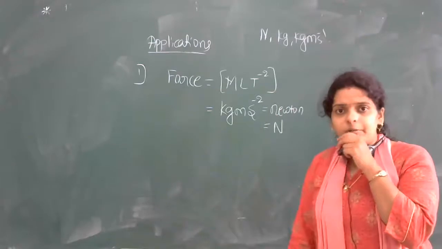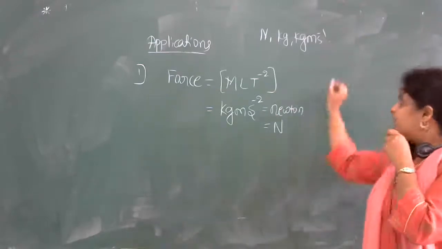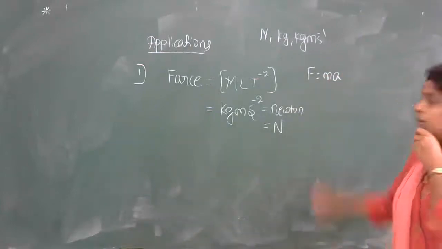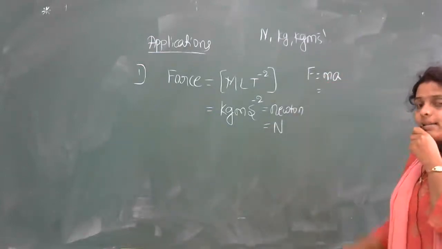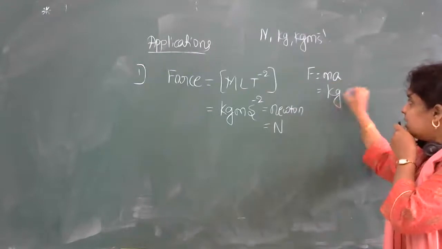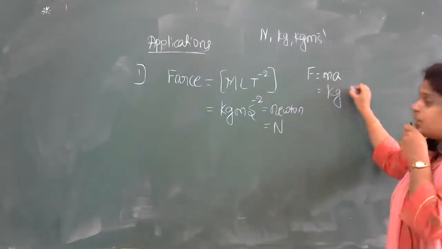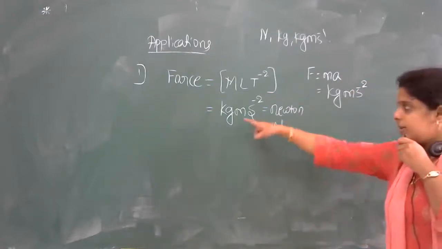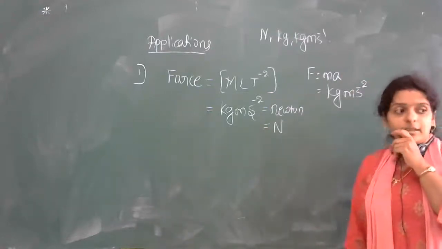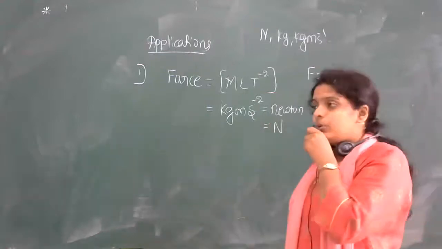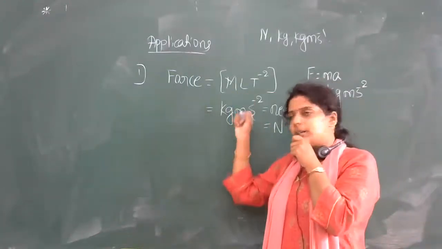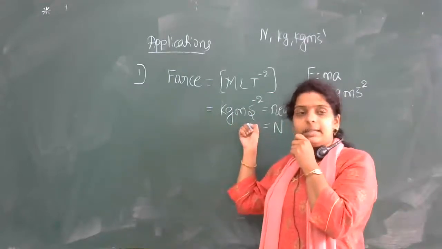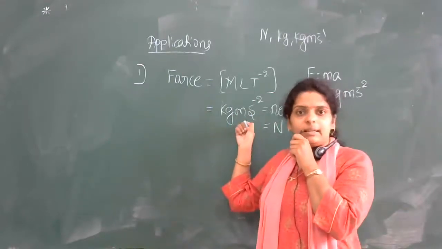Do you want to verify whether it is correct or not? See, we have force equal to mass into acceleration. Mass is measured in terms of kg, acceleration is measured in terms of meter per second square. So that only I have written. Correct? So the conclusion is, by knowing the dimensional formula, you can calculate the unit of a given physical quantity.